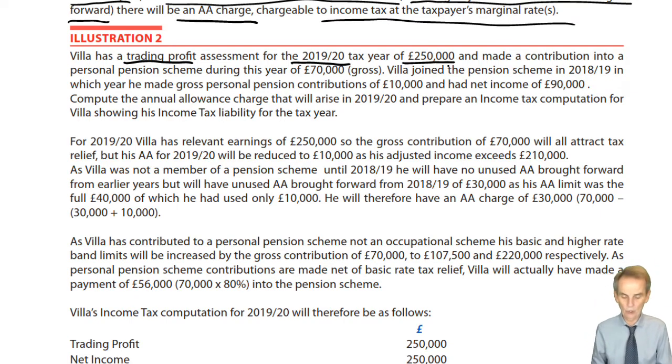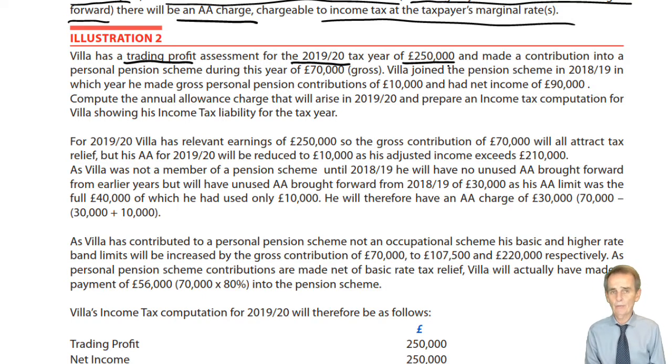Big number, £250,000. Now, we have been looking at relevant earnings and adjusted income figures that have not previously exceeded £150,000. Remember what we said. If we have an adjusted income figure, as previously defined, in excess of £150,000, then you would start to taper, to limit the annual allowance of £40,000.